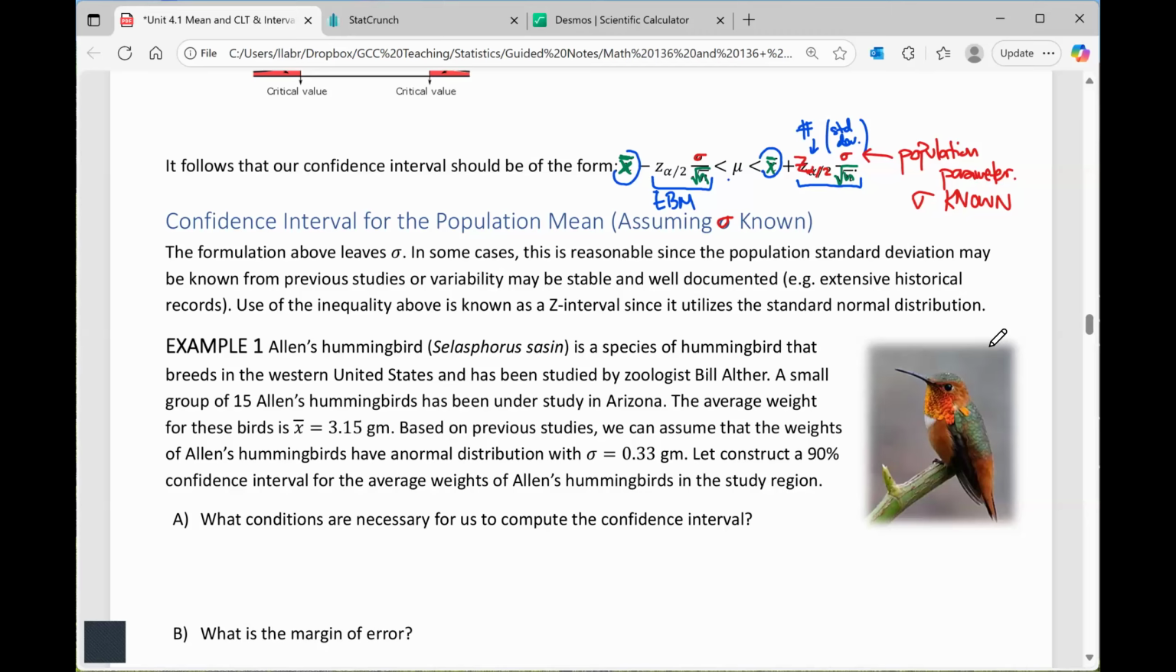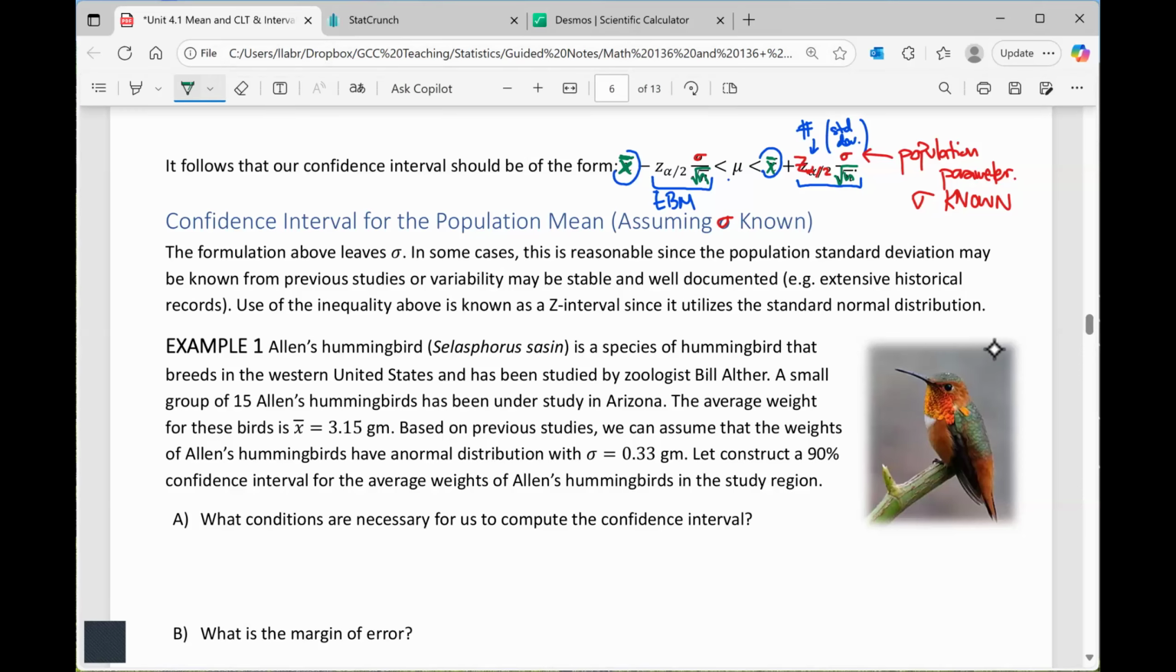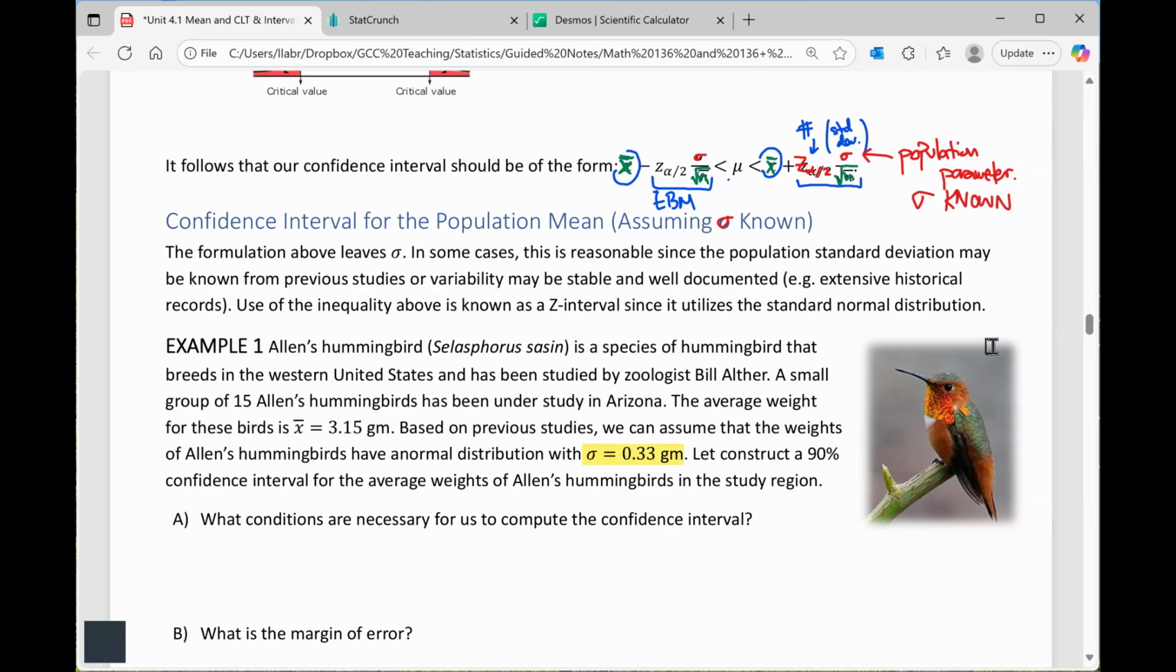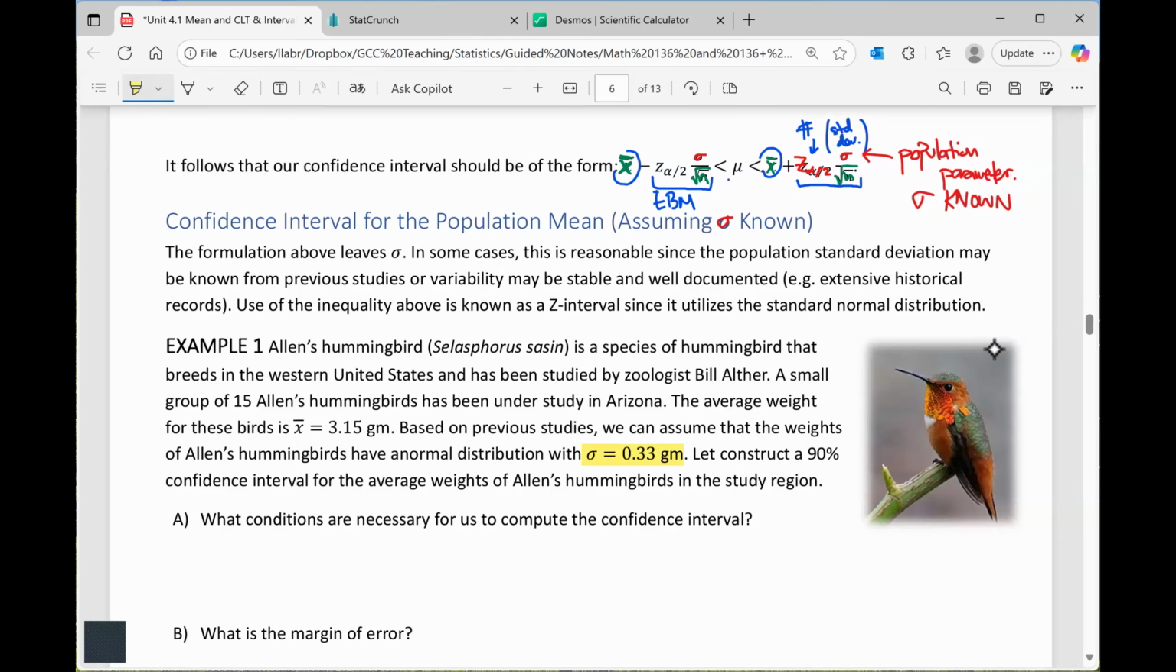I wonder if that's supposed to be mg for milligrams. But anyway, let's note that they told us the population standard deviation, so we know that. And we want to construct a 90% confidence interval for the weights of the hummingbirds in this region. So we're going to assume that the 15 hummingbirds are a sample.